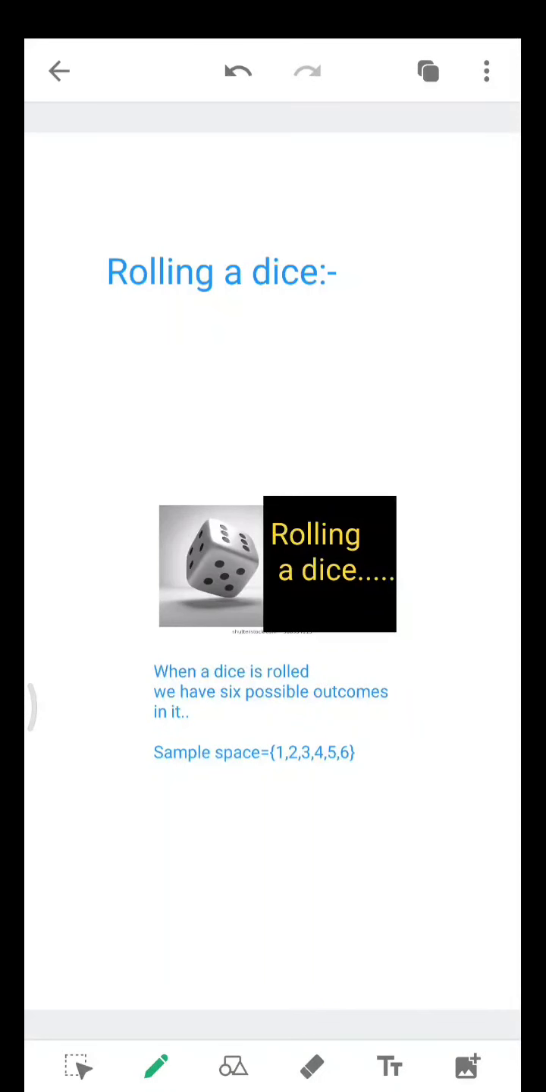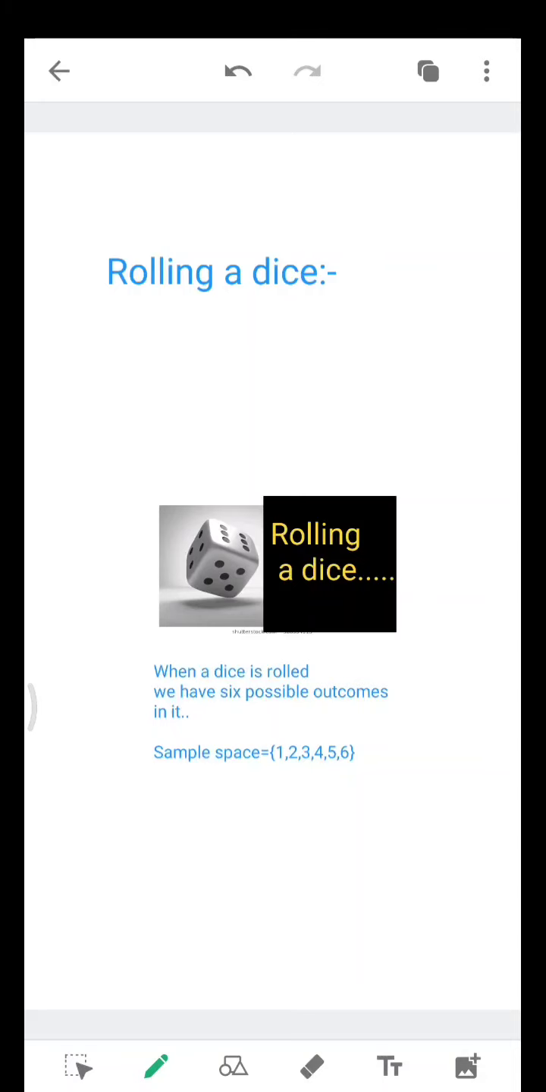Hello children, today we are going to see the concept of dice. You know very well what a dice is. A dice is a cubical object which is used in playing many games. So when you roll a dice, how many possible outcomes do we have?